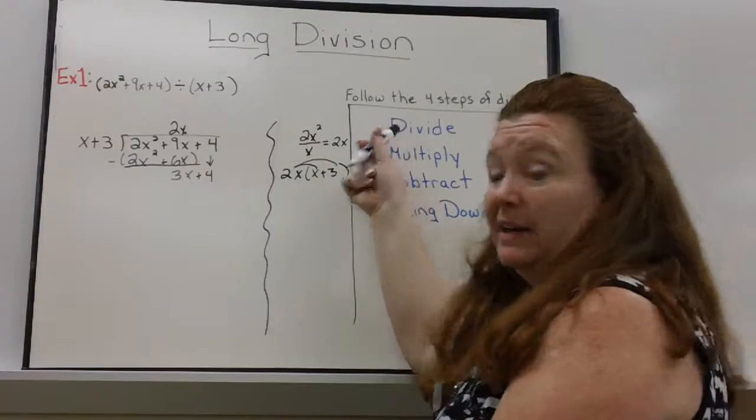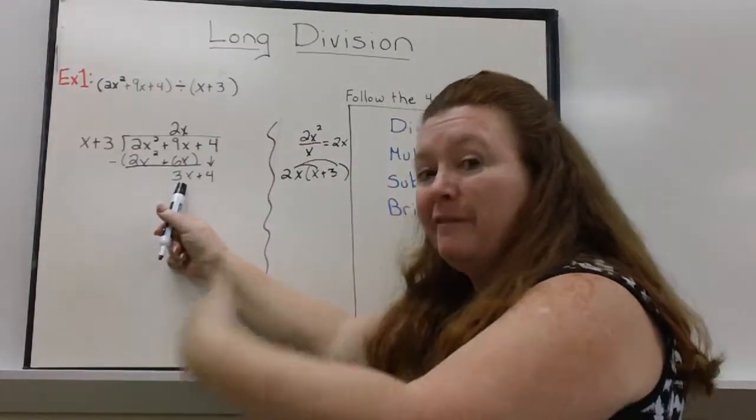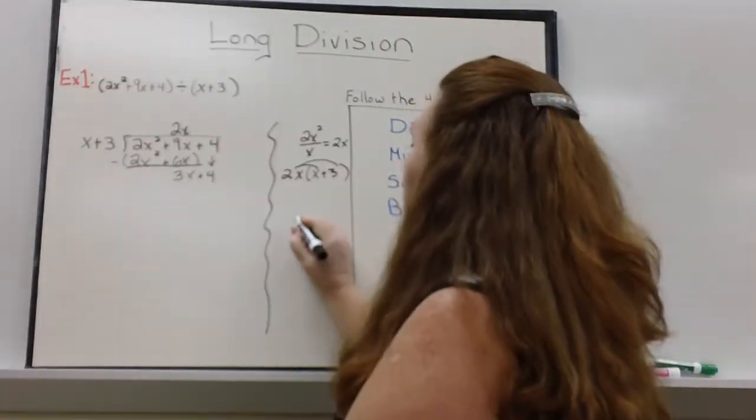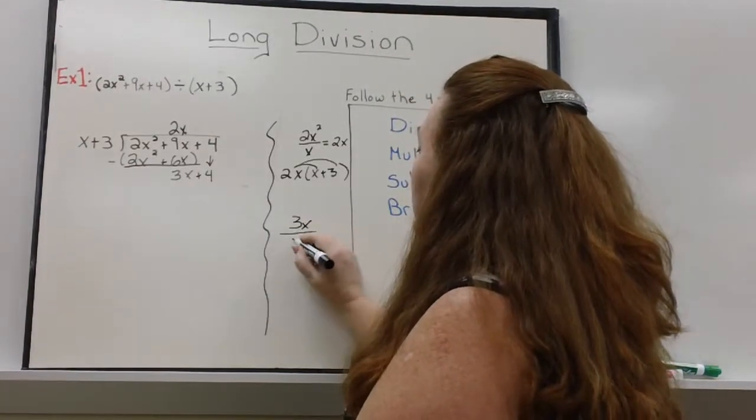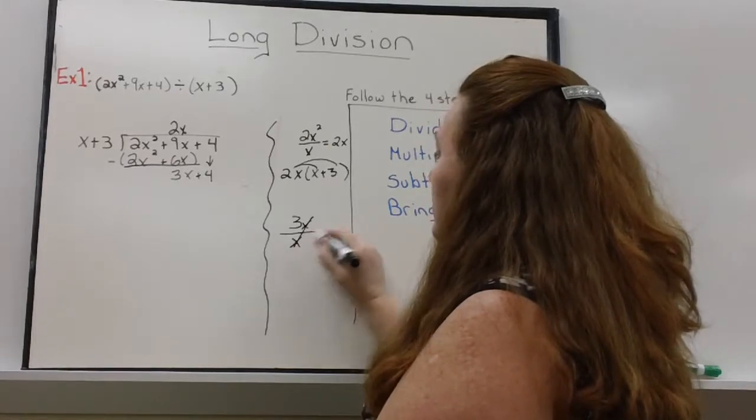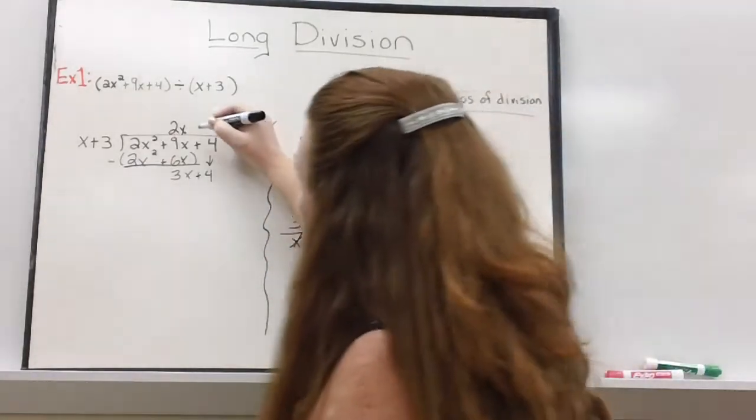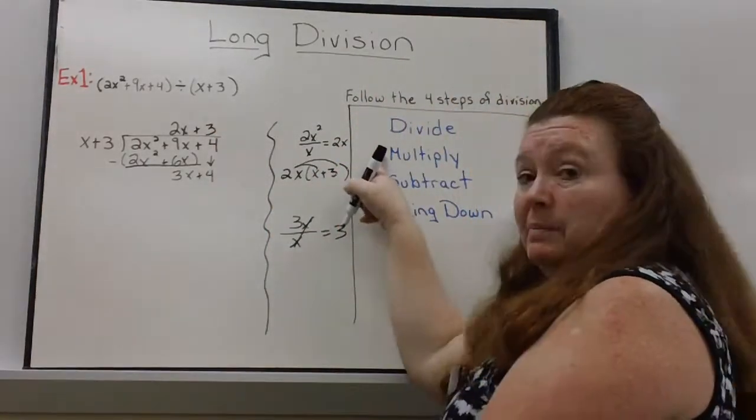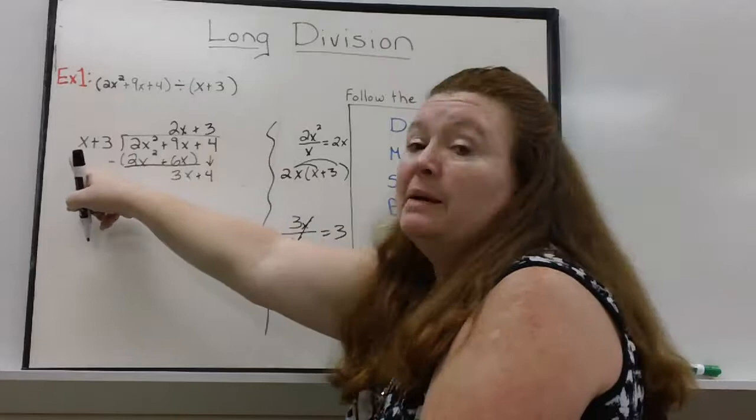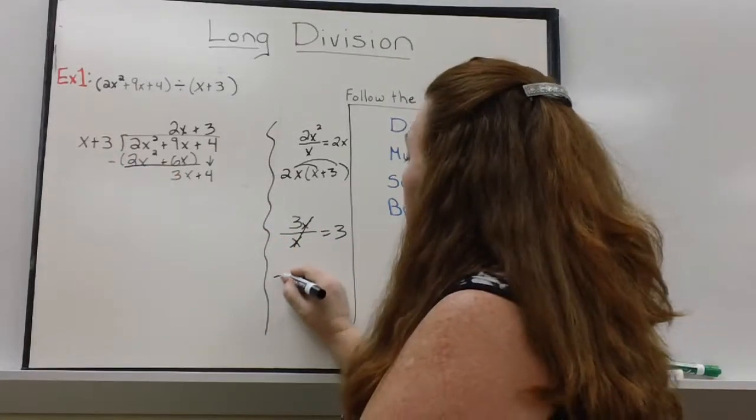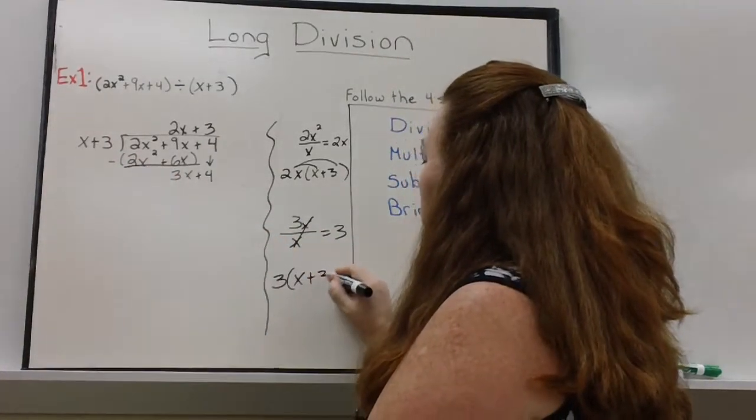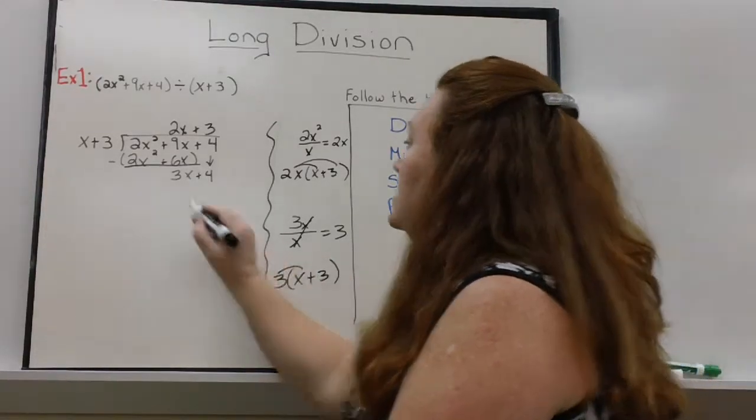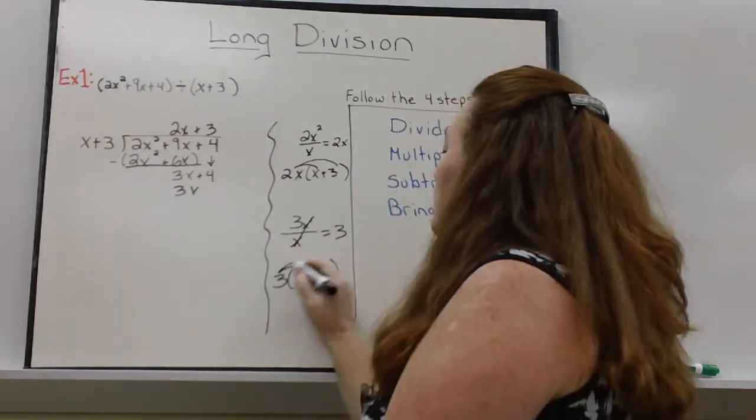So we divide first term by first term. 3x divide by x. Let me try that over here. 3x divide by x gives me 3. So I'm going to put a 3 right lined up right over that 4. Now I multiply 3 times the whole thing, x plus 3. 3 times x plus 3. When I distribute, that gives me a 3x plus 9.